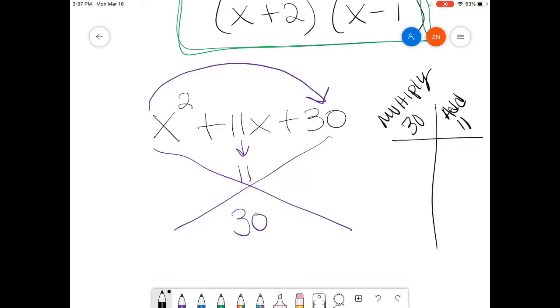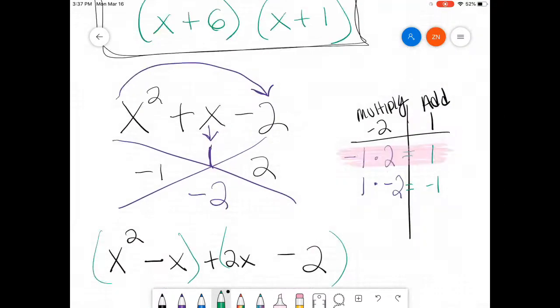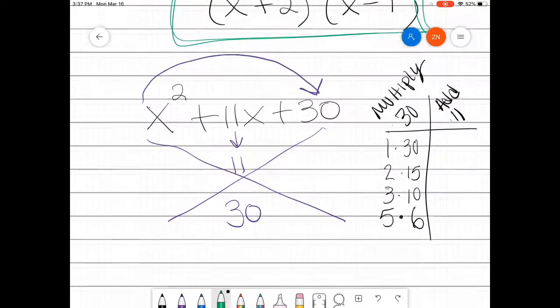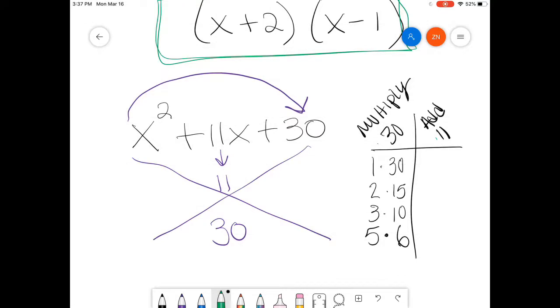Okay, this might take me a while. I have 1 times 30. I have 2 times 15. I have 3 times 10. I have 5 times 6. Anything else? I don't think so. Then figure out what they add up to. Since they're both positive, I don't have to worry about what I had to do in the previous problem in listing the same factor set twice, because I'm not trying to get a negative number. In this example, I'm working with positive numbers, so it's a lot simpler for me.